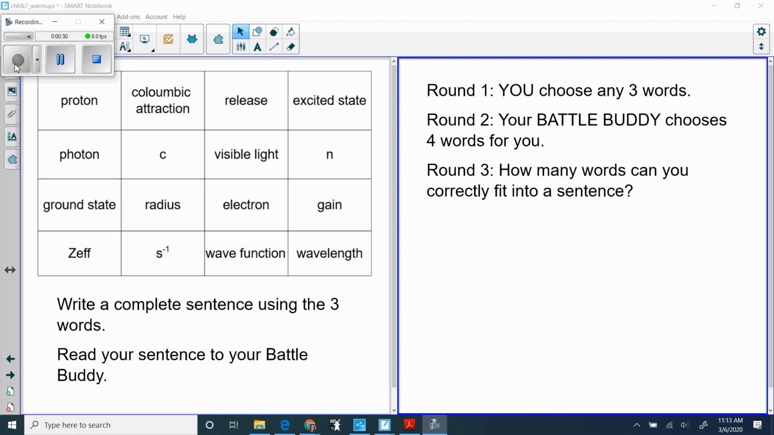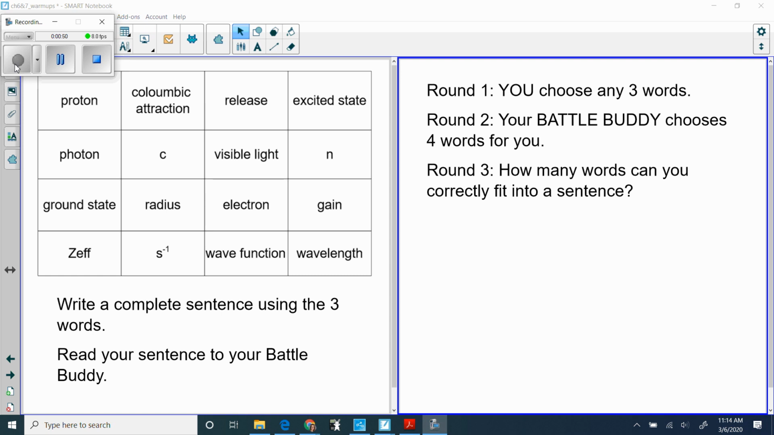But you didn't use... what did you say? When they fall back down, fall to the ground state, they release energy in the form of light. Yeah. I just used 3 words. You say ground state, release, and excited state. Yeah, that's the one I did.